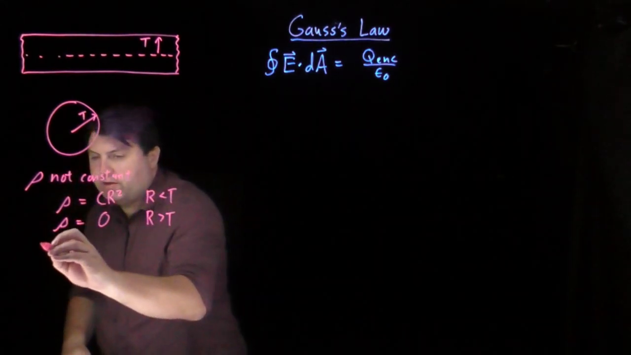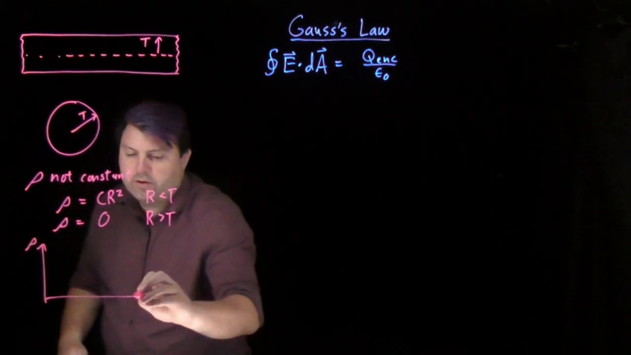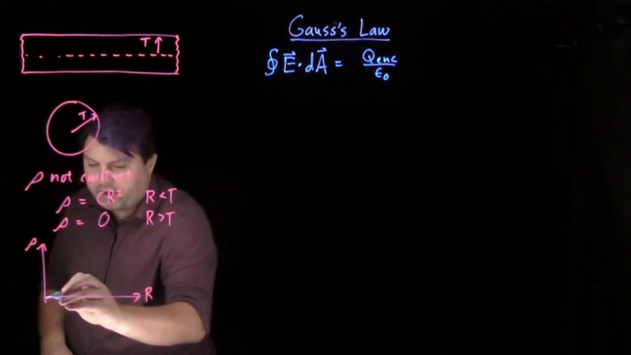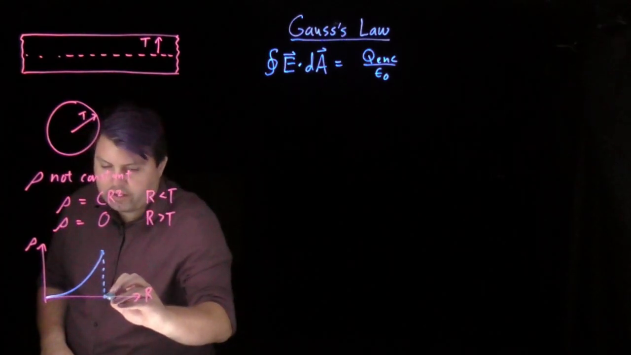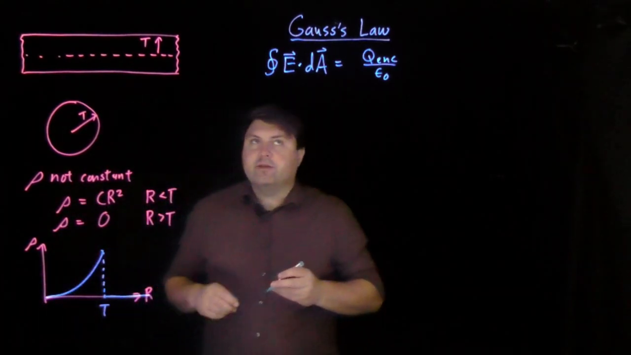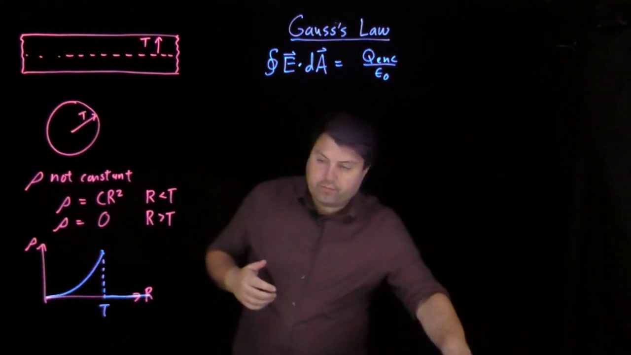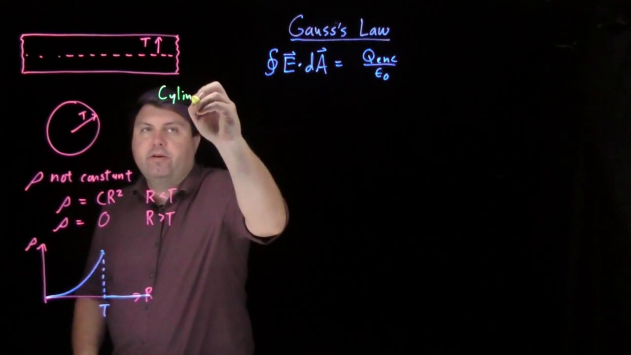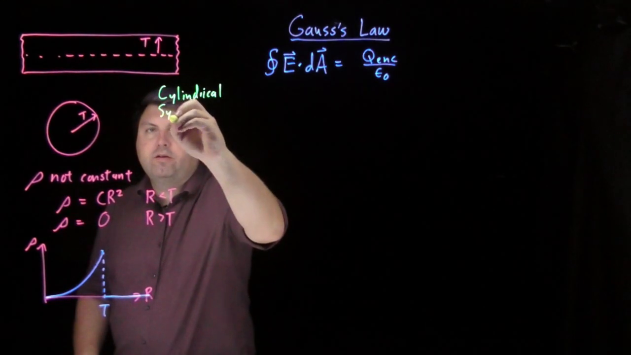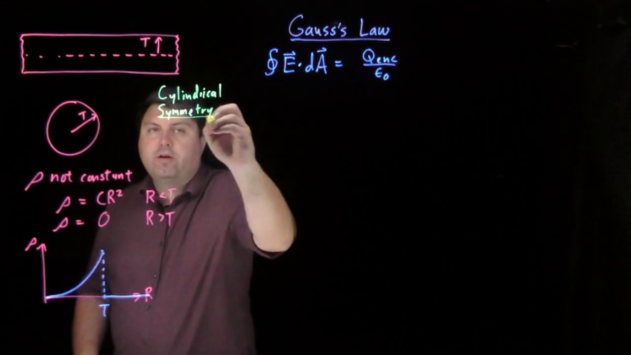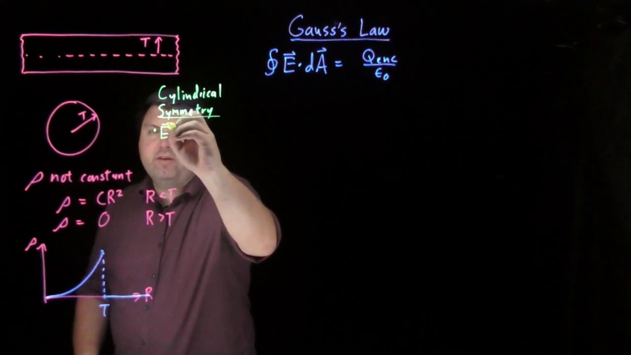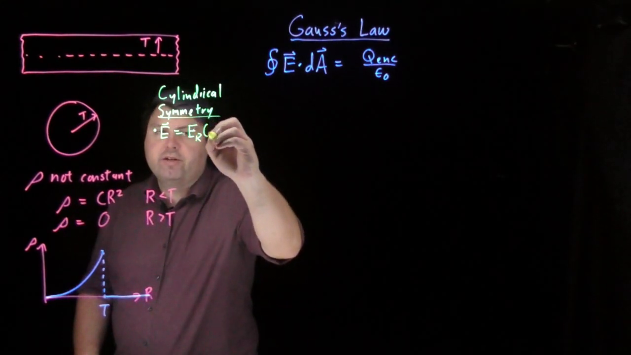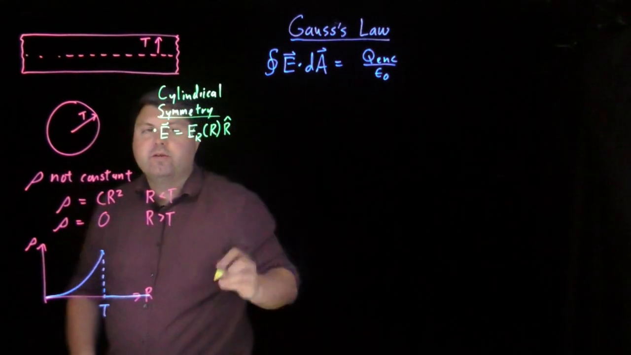So we could draw our rho versus radius as something like, right, a parabola going up, and then after t, it stays at 0. So if we have this infinite cylinder, an infinite cylinder has cylindrical symmetry. What we know from cylindrical symmetry is that our electric field is in the radial direction, so E is in the r direction, and is a function of capital R. So we can use r hat.